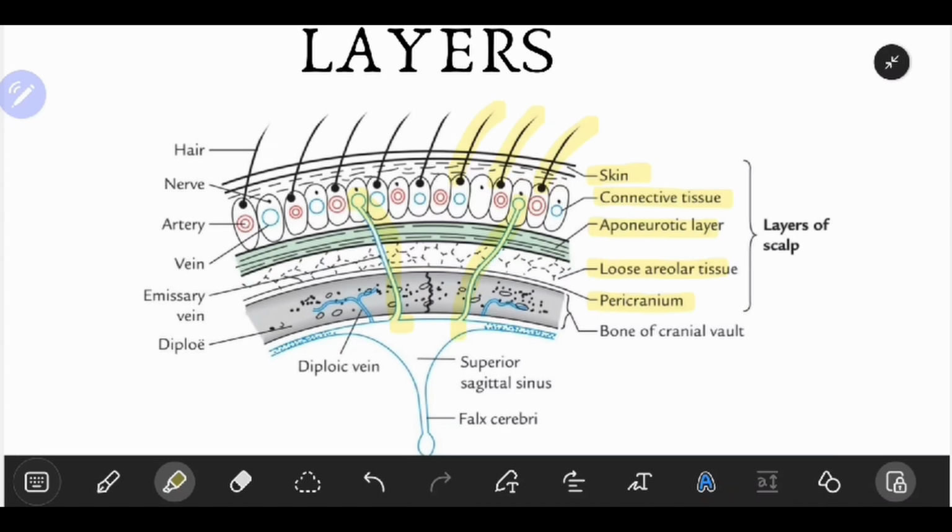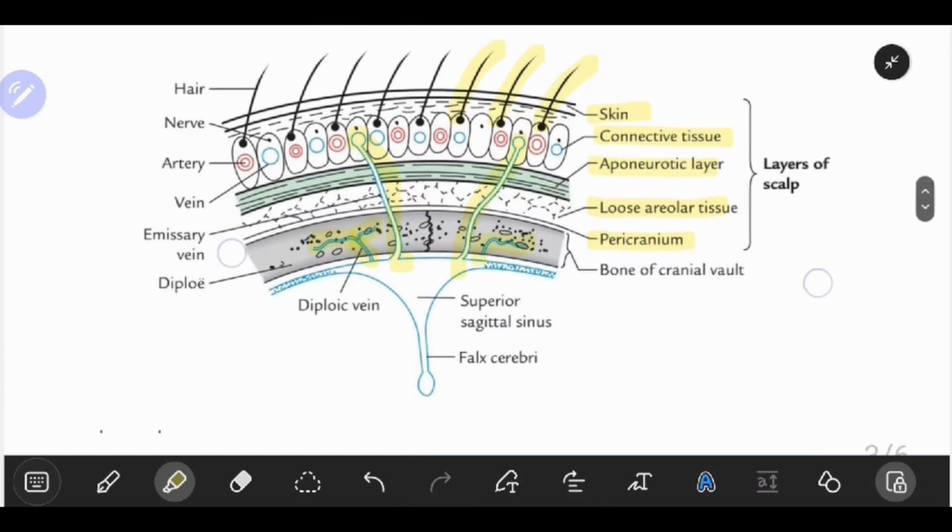Then we have pericranium, and last we have bone of cranial vault. Now, the veins supplying the bone of cranial vault are known as your diploic veins. These are valveless veins. Great.